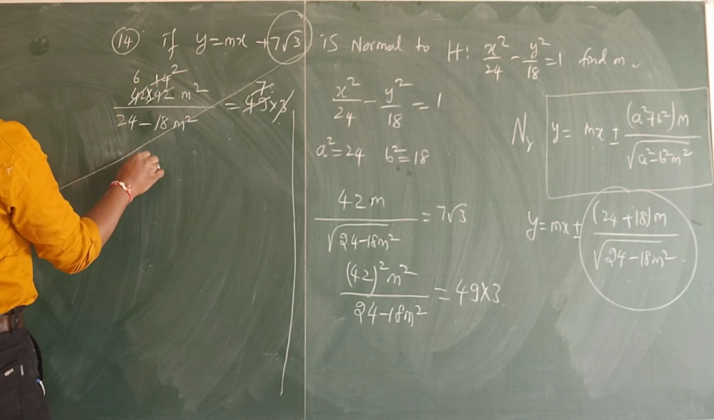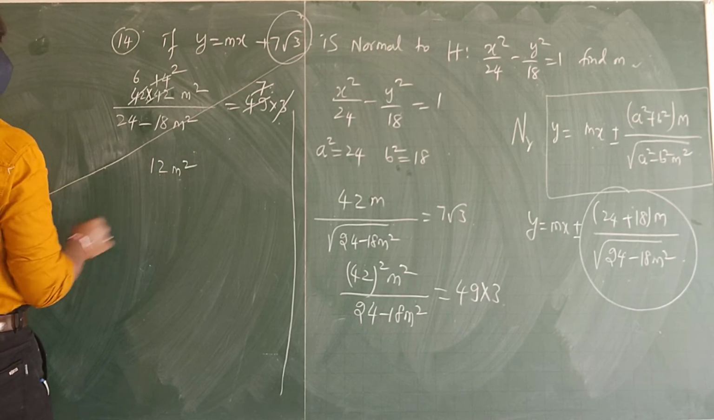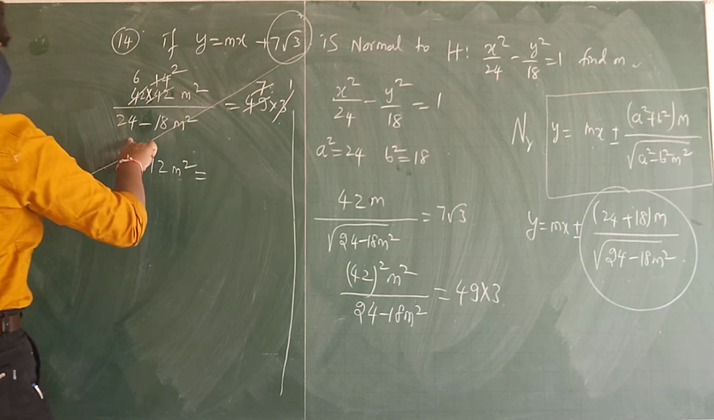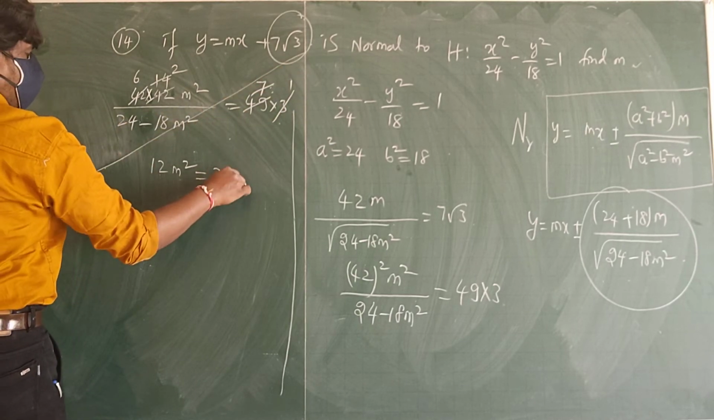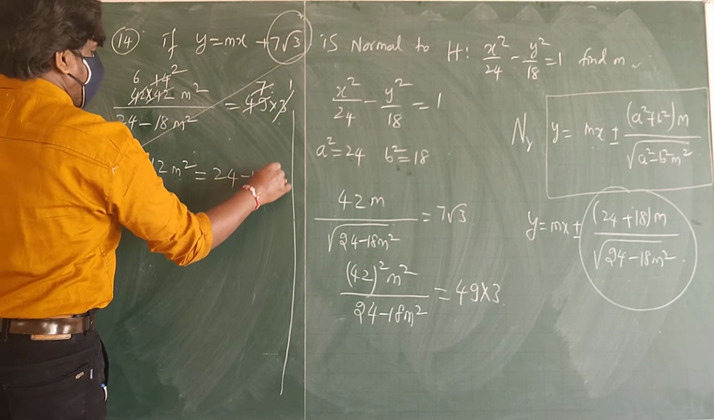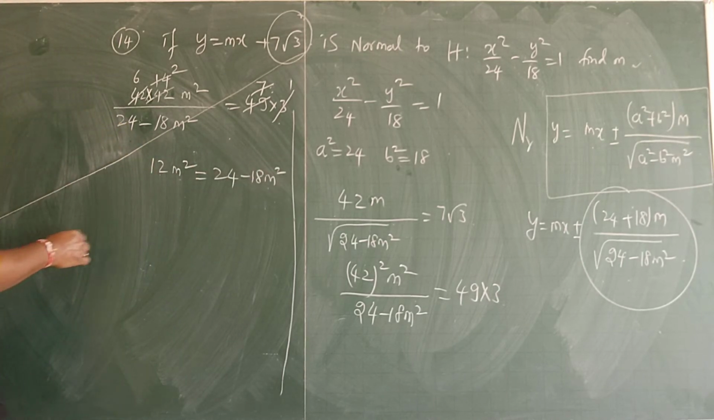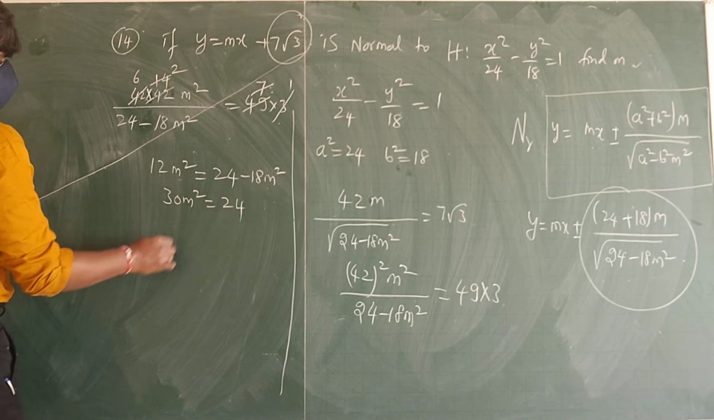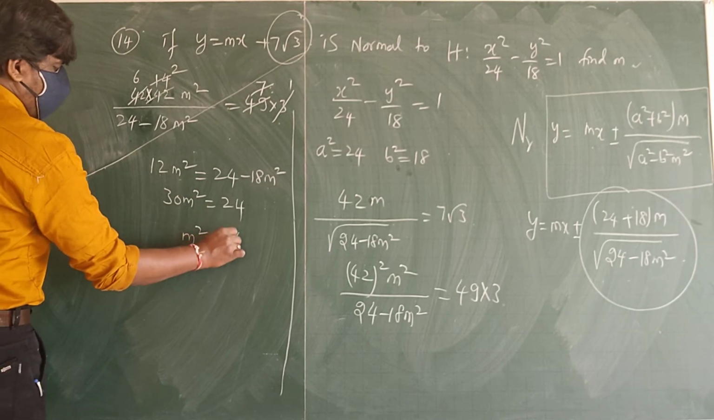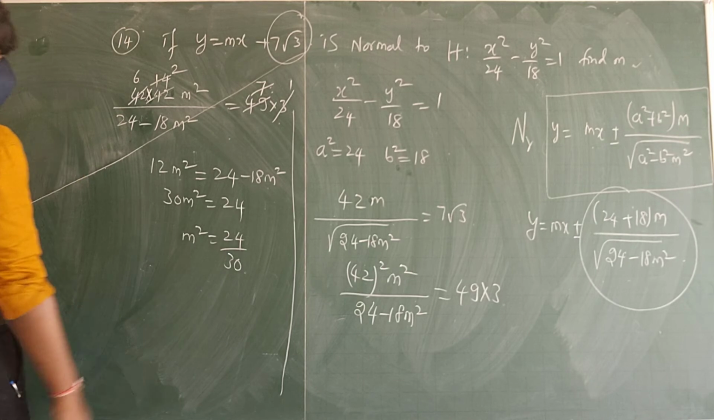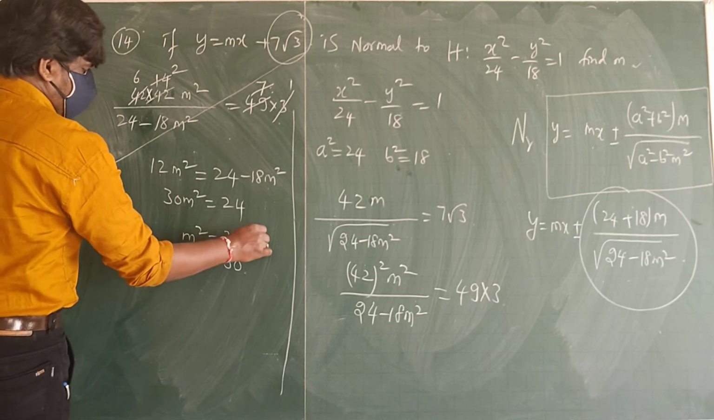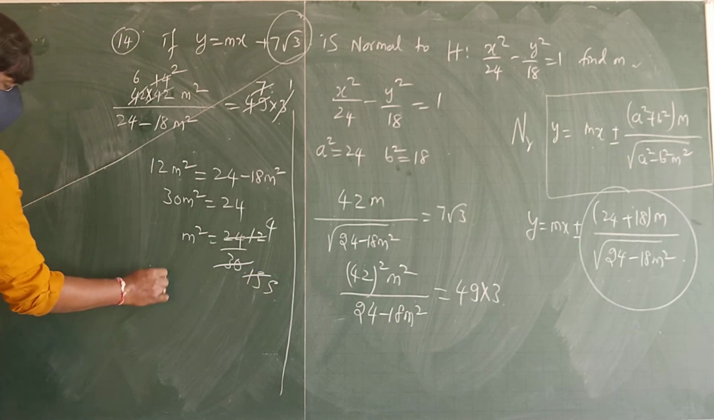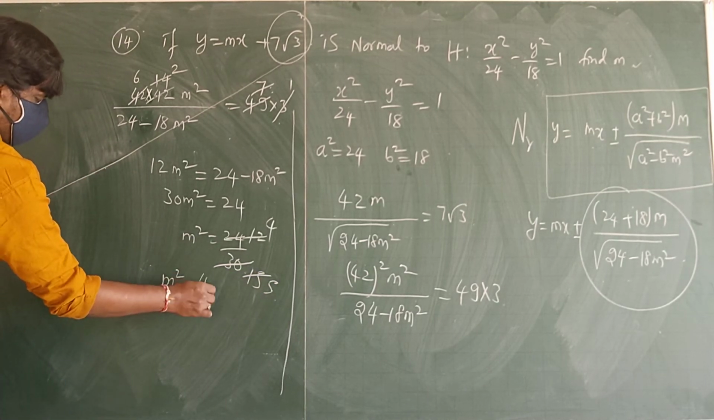So what you got here, 6 twos are 12 m square. Here only 1 is left. So 1 into this, by cross multiplication, will be 24 minus 18 m square. Sending this side, 30 m square is equal to 24. So m square is equal to 24 by 30. 12, 15, 4, 5. m square is equal to 4 by 5.